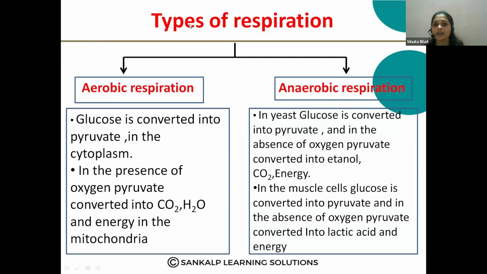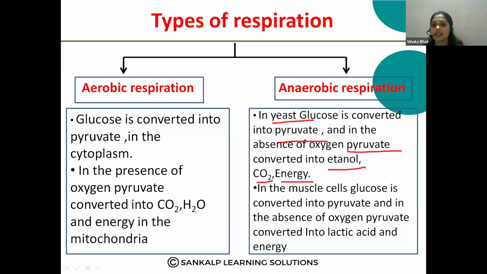Then what is anaerobic respiration? Anaerobic respiration commonly takes place in yeast. In yeast, the first step is the same: glucose is converted into pyruvate, the 3-carbon molecule, and pyruvate in the absence of oxygen is converted into ethanol, carbon dioxide, and energy. Listen here. In yeast, anaerobic respiration takes place without oxygen. Pyruvate is converted into ethanol, the alcohol, and carbon dioxide and energy are released. This process is called fermentation.